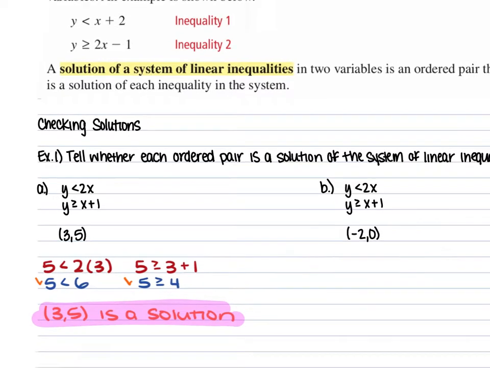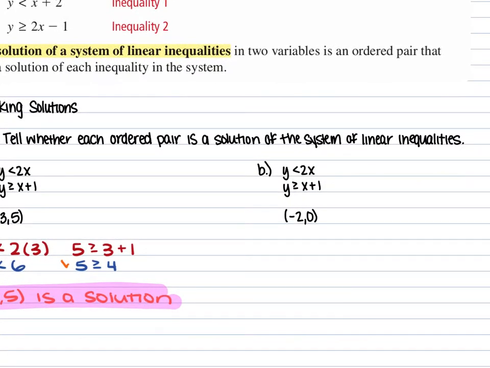For example B, we have y is less than 2x and y is greater than or equal to x plus 1. Now we're given the ordered pair -2, 0. So the -2 will plug in for x, the 0 we plug in for y. If I work with my top equation, I'm going to have 0 is less than 2 times -2. And my bottom equation is going to become 0 is greater than or equal to -2 plus 1.